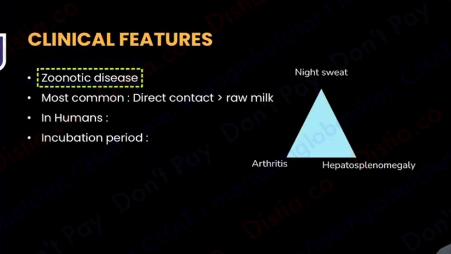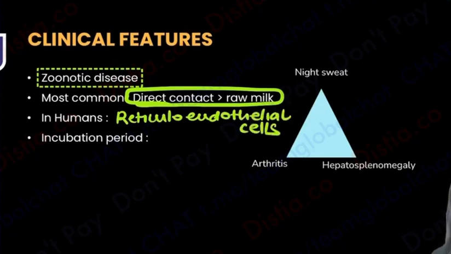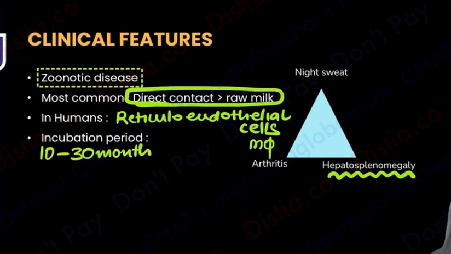Those are of course going to be the ways by which an animal can come in contact with us. Direct contact is obviously the most common. So in humans, this tends to go into the reticuloendothelial cells. Reticuloendothelial cells is a very, very big name for something very simple. That is macrophage. It's always going to cause hepatosplenomegaly. The incubation period of this is roughly 1 month. So you can say 1 week to 1 month or 10 days to 30 days.